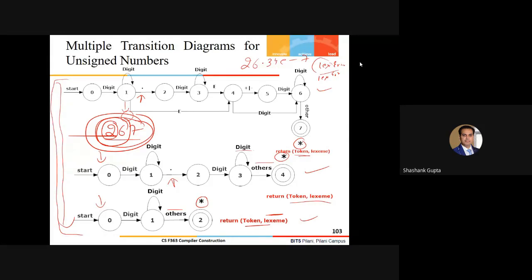Making sense, guys, up to this point, everything? With respect to the multiple transition diagrams. Sir, in case we have to throw a lexical error, which lexical error will we throw? Because all the diagrams will have a slightly different lexical error.